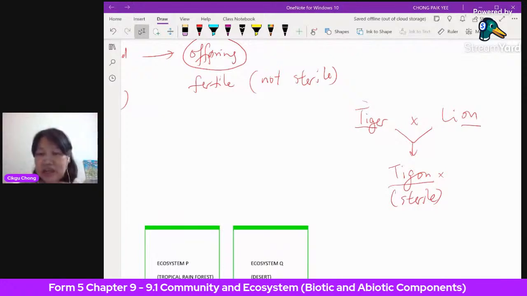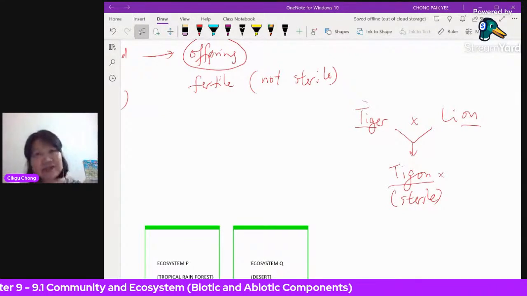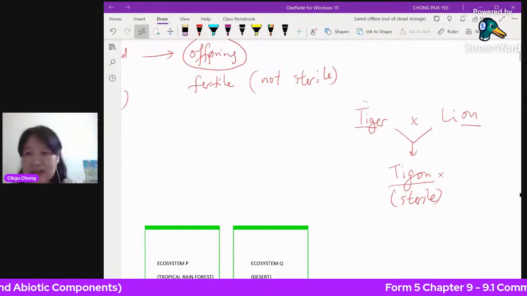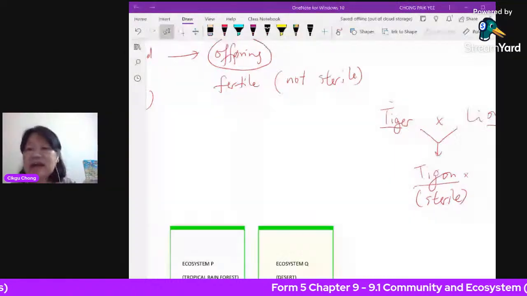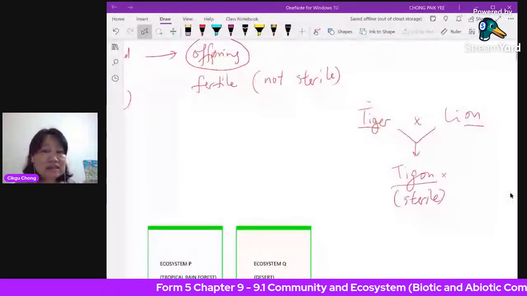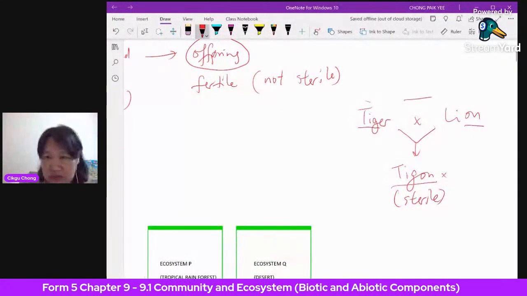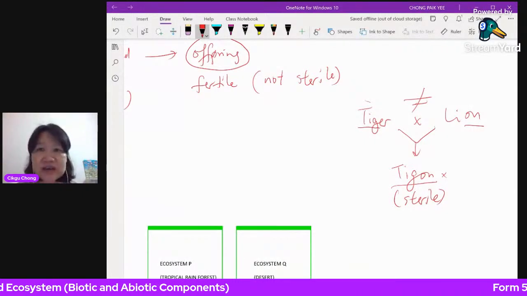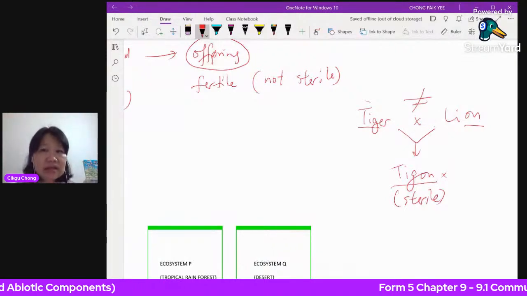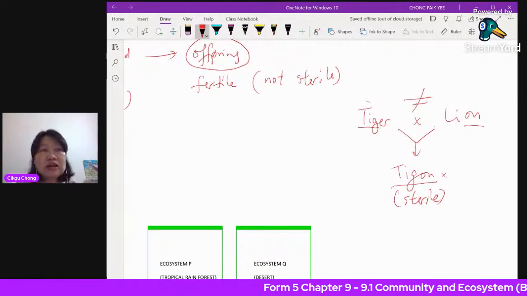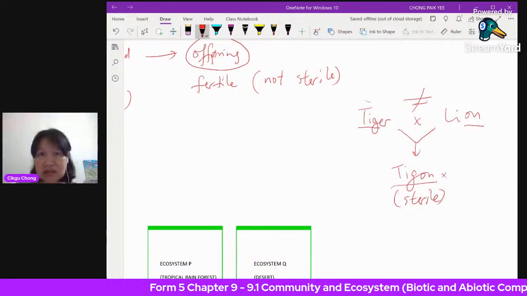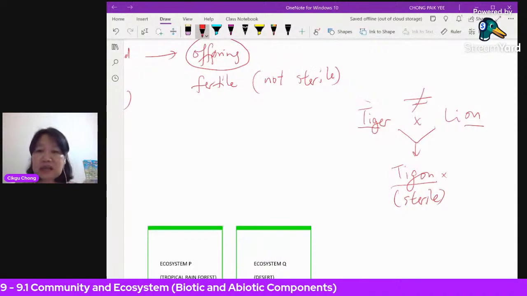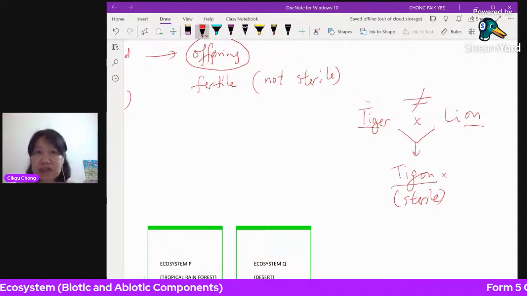So if your offspring cannot have the next generation, what does it mean? It means what we just mentioned earlier: this lion and tiger are not the same species. And true enough, they are not. Tiger and lion may be the same family, the family of cats, but they do not belong to the same genus. And if they're not the same genus, they definitely cannot be the same species. So tigon does not have any more tigons.